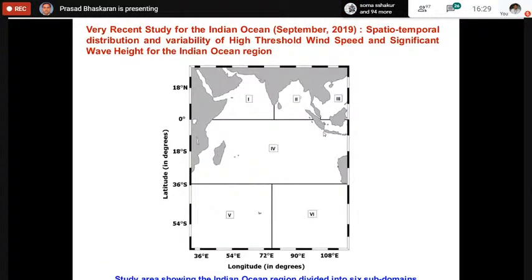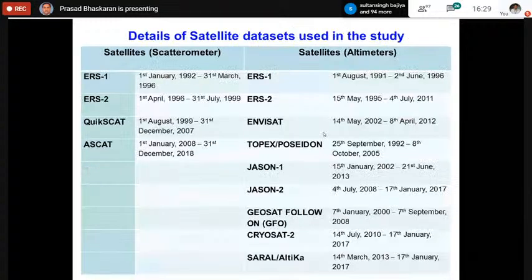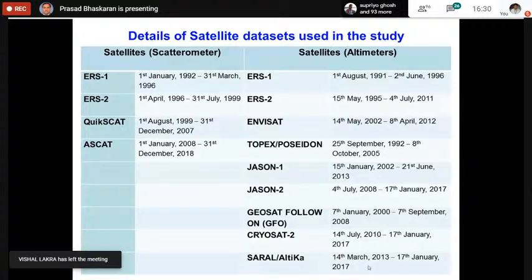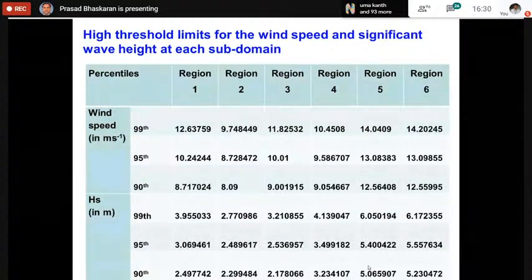Now, there has been a recent study which has been done to understand the sector-wise distribution of the wave heights. As what you see, we have actually divided the entire Indian Ocean into 6 sectors based on the categories of waves. So these are the satellites that have been used for this particular study. We have used all possible satellites, basically starting from 1992, going up to the latest satellites. And then we have actually tried to fix what is the threshold wind speed and the significant wave height for different percentiles, starting from the 90th percentile going up to the 95th percentile.